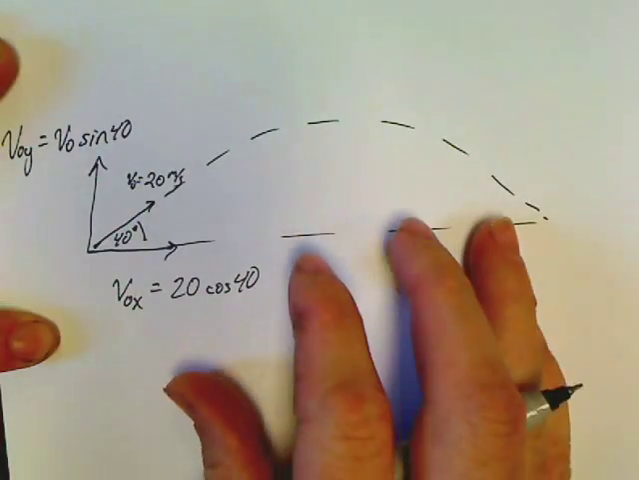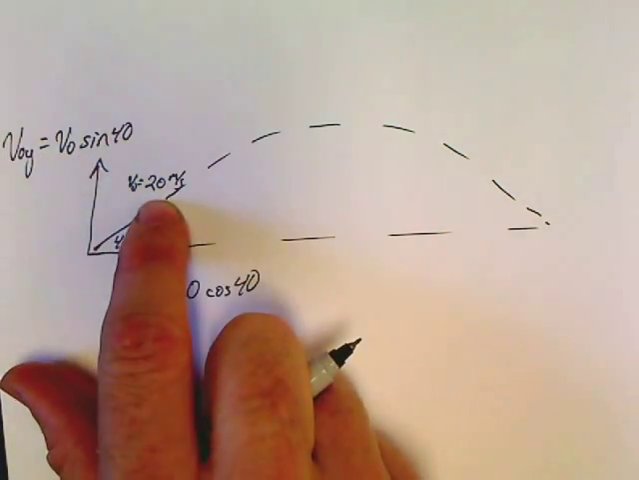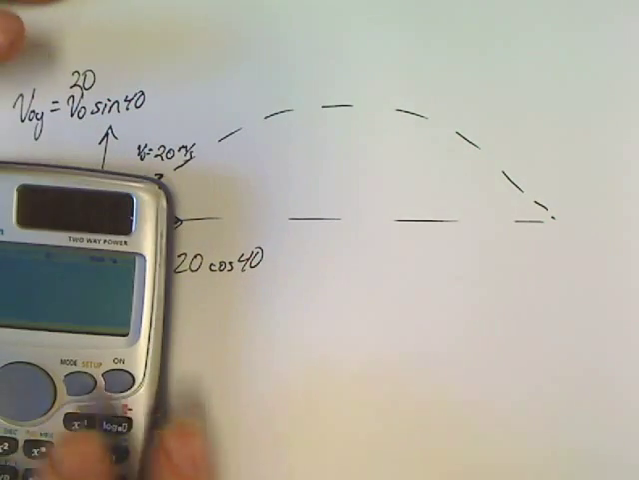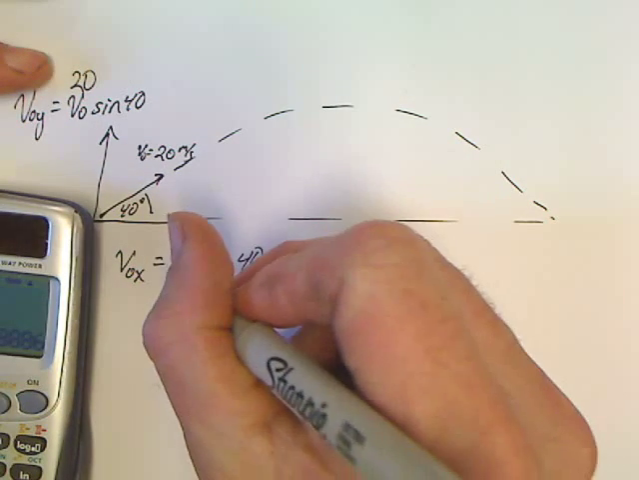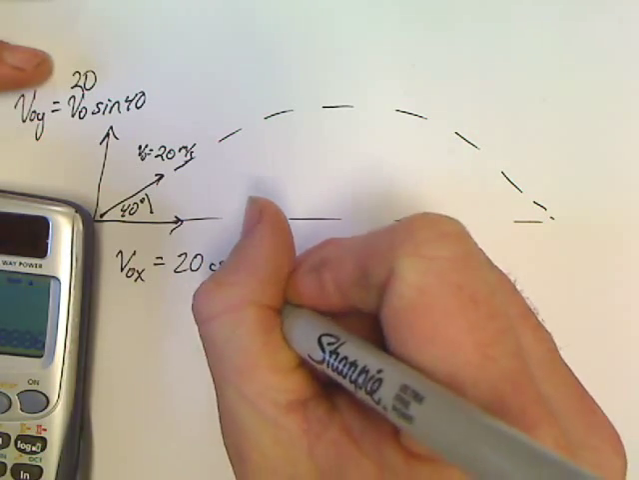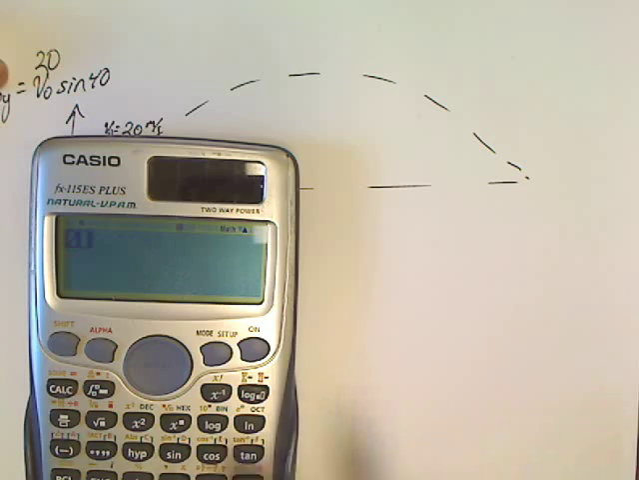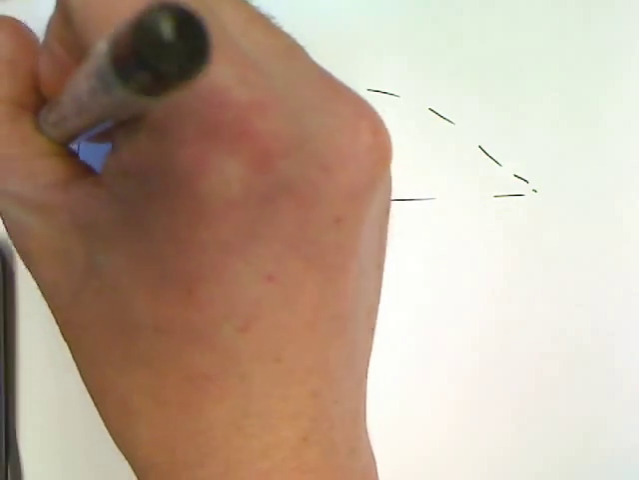Go to bed tonight thinking VOX, VOY, except I forgot to write VO. I literally wrote VO, but it should have been 20 sine 40. And so for me, I can come in here now, 20 cosine 40, bam, close that. I got 15.3. Now can I find VOY? Oh yes, I can. 20 sine 40, close my parenthesis, 12.9 meters per second.